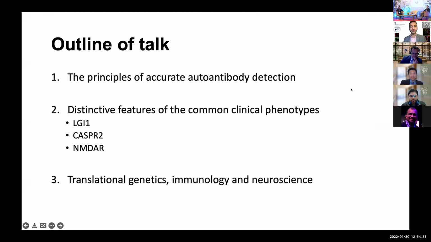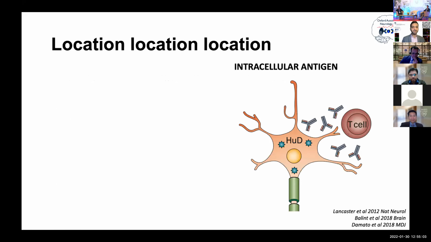So today I'm going to talk to you a little bit about the principles of accurate antibody detection, particularly building on something you've heard from Dr. Dubey a few minutes ago, and then talk about the three commonest forms of antibody-mediated encephalitis associated with LGI1, NMDA receptor, and Caspar-2 antibodies in that order in our experience, and then illustrate each with examples of genetics, immunology, and neuroscience, which I think informs our understanding of the illness very broadly, but also impacts our clinical care.